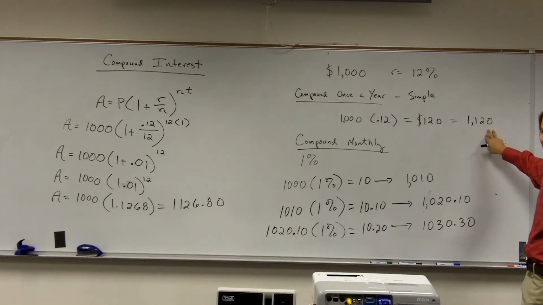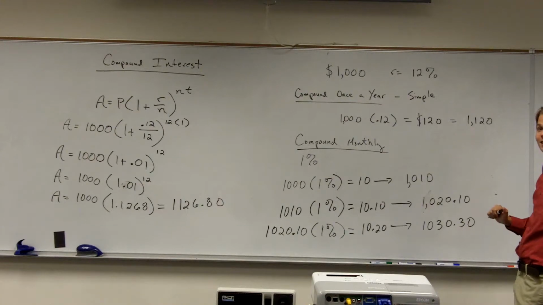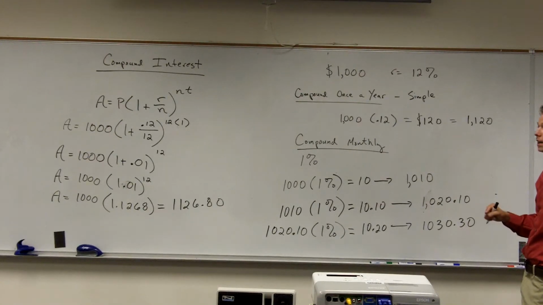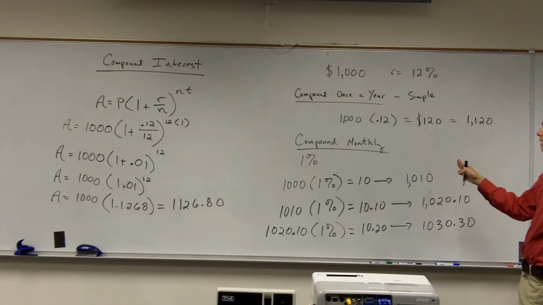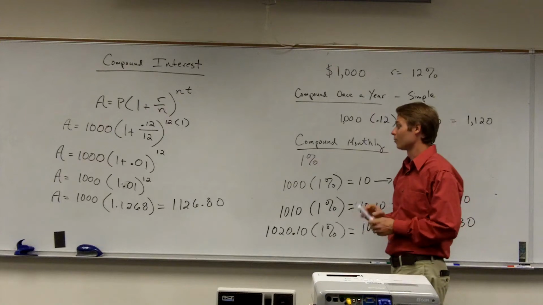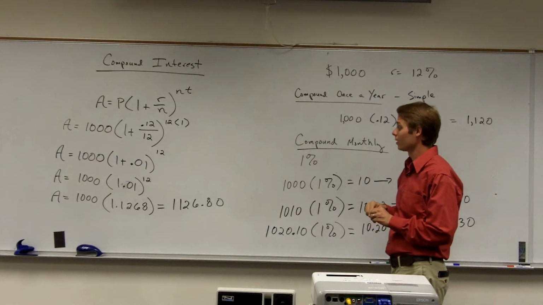Which is not significantly more in this case, but if you have $1 million in the account, then all of a sudden you're talking a significant amount of money that you can make. And like I said, most banks will compound monthly like this, and so all you have to do is plug in to the formula, and you can figure this out.